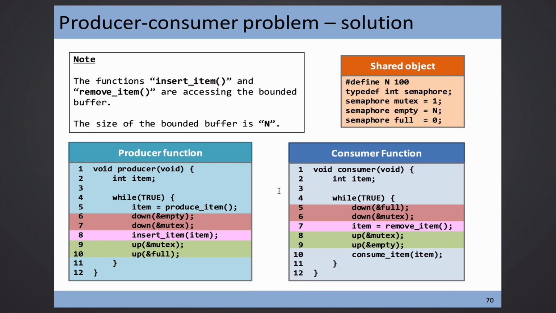Then with the producer inside the critical section, let's say context switching happens. The mutex, because you called down, will become 0. And here, when you try to call down mutex, you cannot proceed. You will be frozen there until this guy calls up mutex.